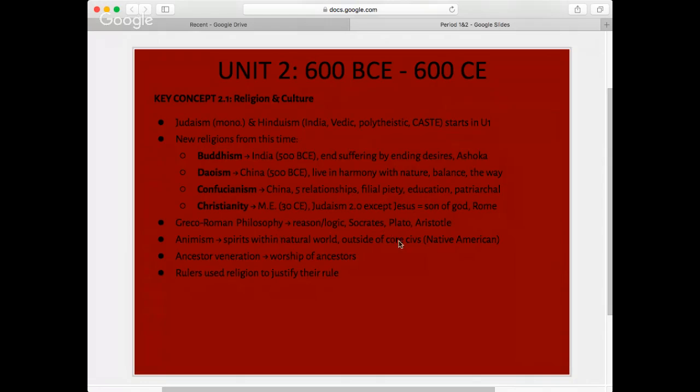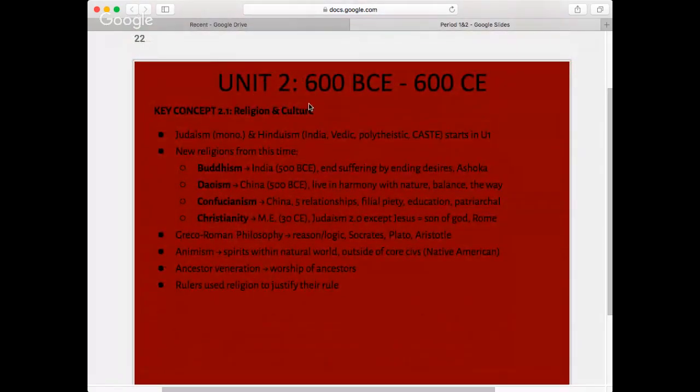That's interesting. Anyways, Greece and Rome had all these different philosophers like Socrates, Plato, Aristotle. You also have animism, which was in period 1 and continues. That's all about like animals have spirits, nature has spirits. Ancestor veneration, so worshiping of ancestors. And you see in period 2 a lot of rulers using religion to justify their rule. So that is 2.1, all about religion and culture. And you kind of see that in all of your chapters in period 2.